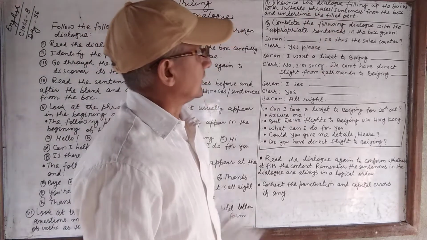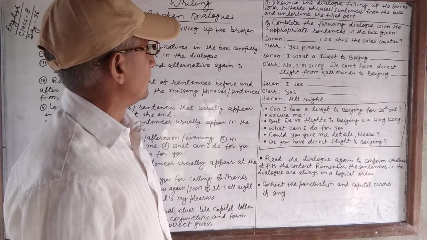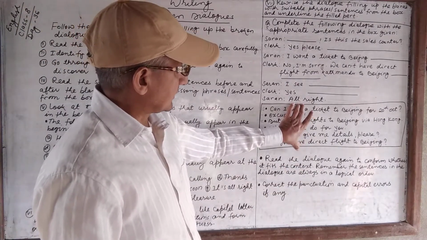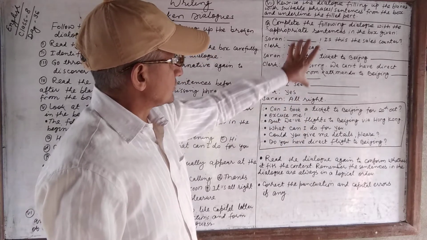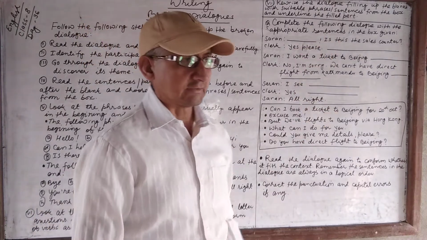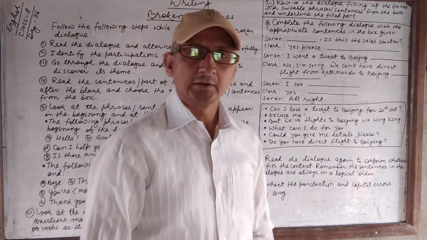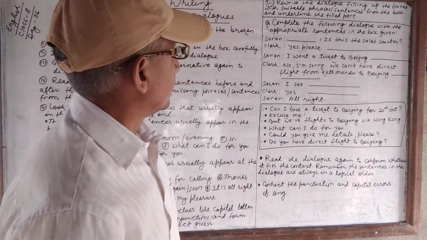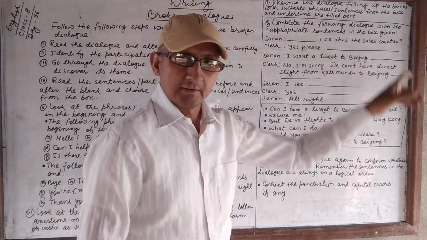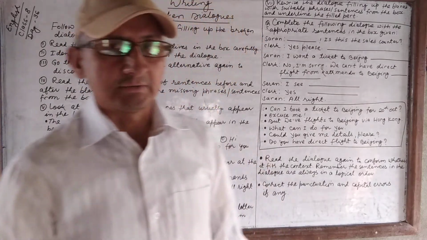Now rewrite the dialogue, filling up the blanks with suitable phrases and sentences from the box, and underline the filled part. You have to choose the alternatives from the box to complete the dialogue. After writing the correct alternatives, you have to underline them, which means underline the filled part. You fill up the blanks with the correct alternatives, and you have to underline the alternatives.